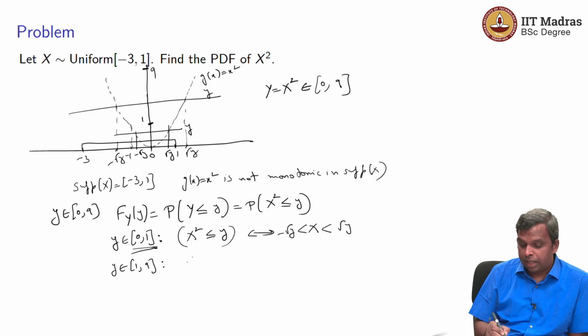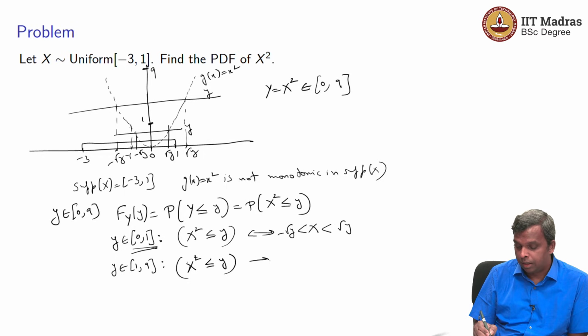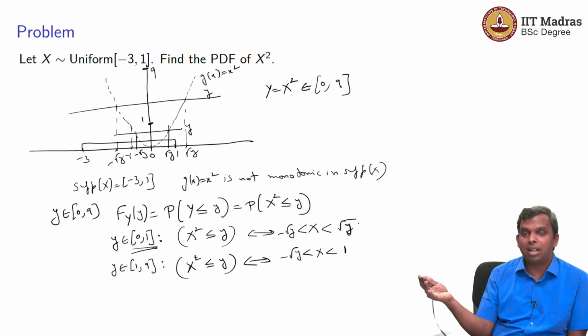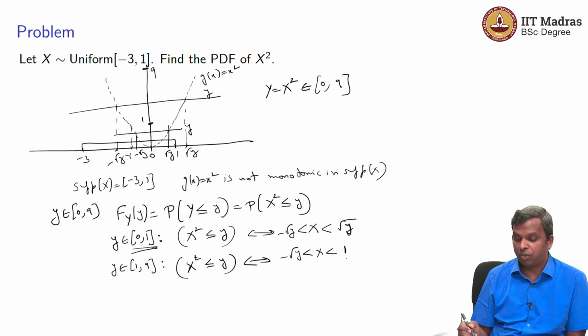So x squared less than or equal to y may fall between minus root y less than x less than root y, but you don't need to go all the way to root y here. It's enough if you do 1. Why is that? Because after 1 the density anyway becomes 0, right? So it's enough if you do this.